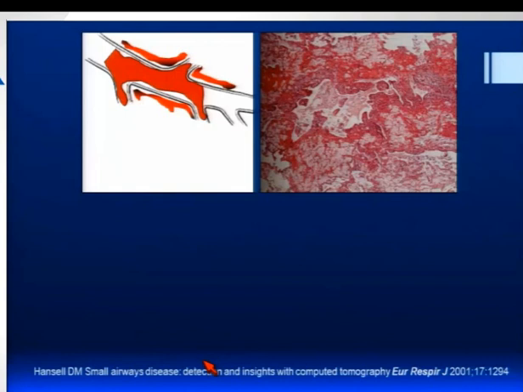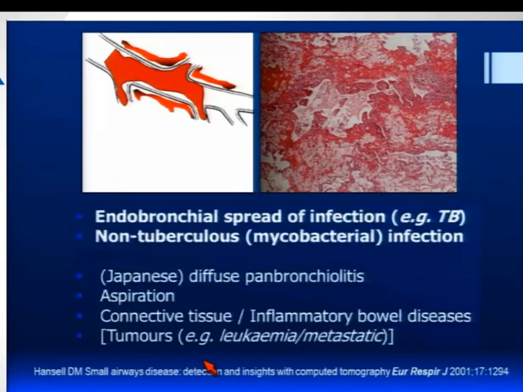What about the exudative form of the disease? I've shown you these line drawings and the pathological correlate of that. What are the causes of an exudative bronchiolitis? Well, 9 times out of 10, it's going to be due to an infection. And that could be due to tuberculosis, it could be due to non-tuberculous mycobacterial infections, or it could be due to another group of causes.